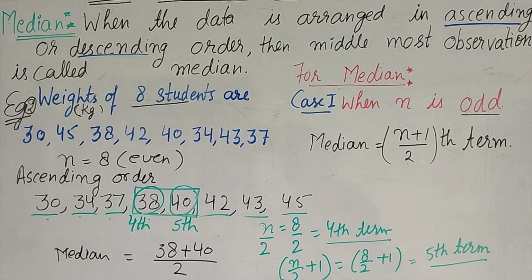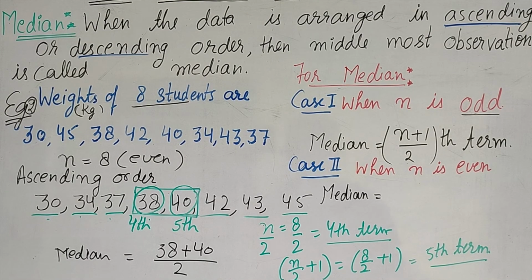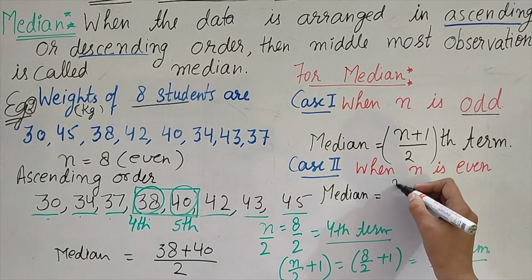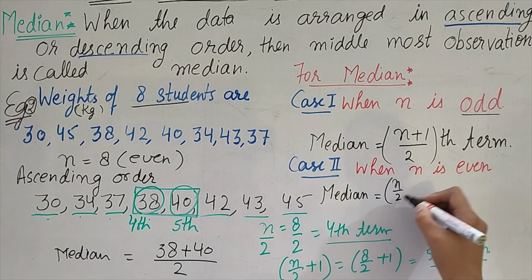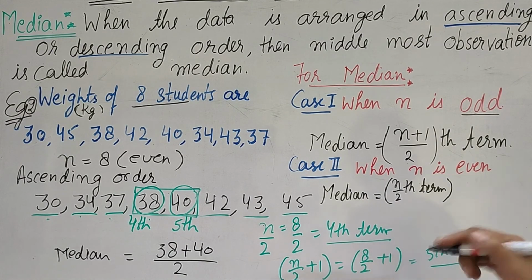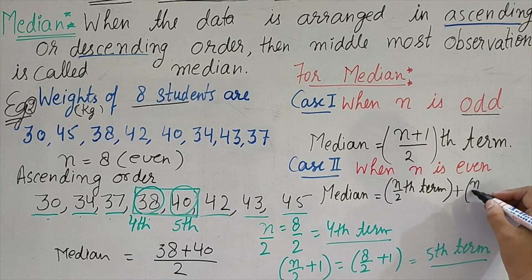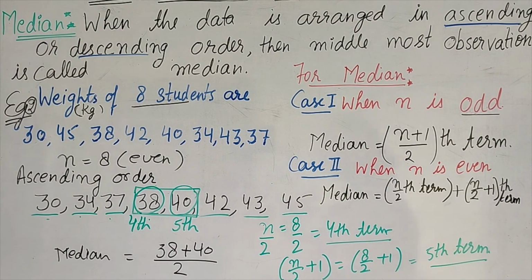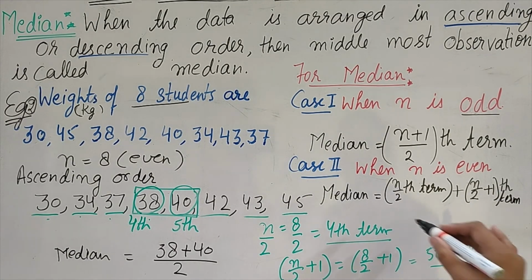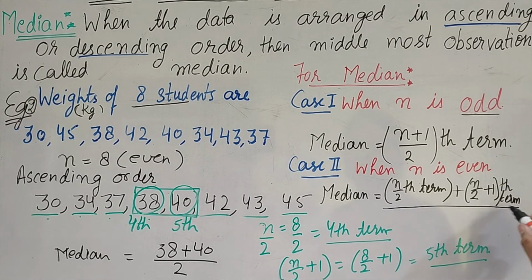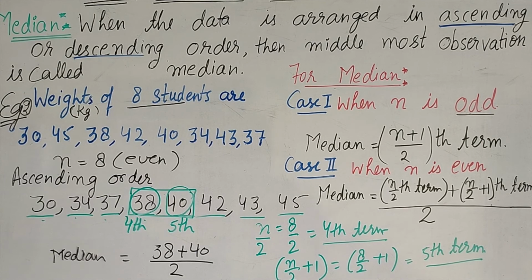So let's conclude our explanation into a formula. Case second, when n is even, then the median will be the n upon 2th term. This will be one middle term and another middle term will be n upon 2 plus 1, that is the next one. And median means the average of these two. So add these two terms and divide by 2. I think now the formula and explanation might be clear.